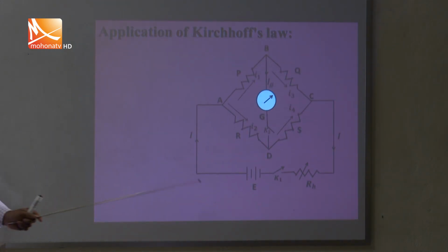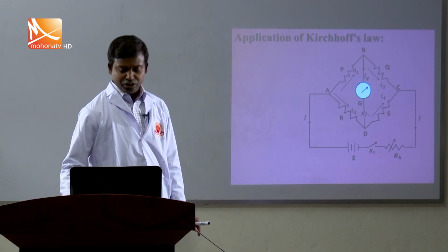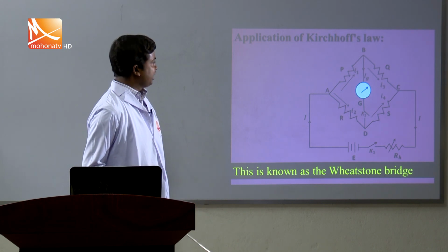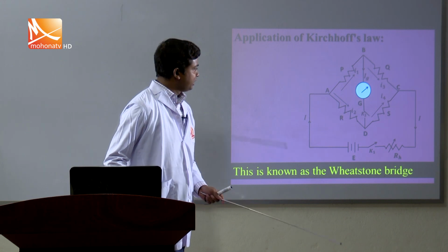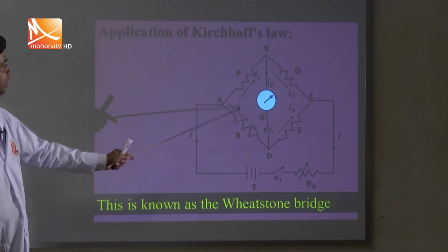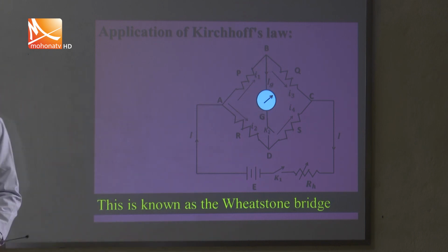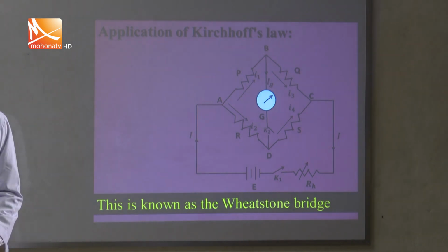This is the most important application of Kirchhoff's law, and you know that this is a Wheatstone bridge. In this circuit, by using Kirchhoff's law, you can know about the balance of the circuit. That means at what condition the circuit will be balanced, that means no current will flow through the galvanometer. You have already learnt it. So this is my review of my previous lecture.